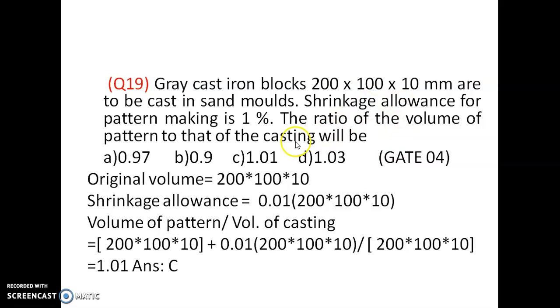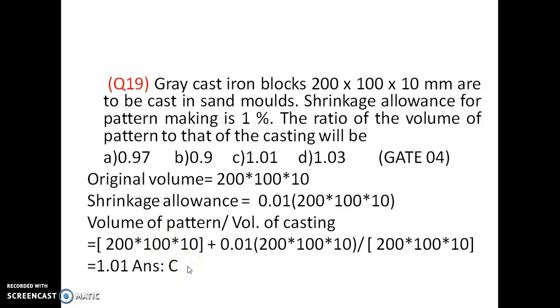In the numerator, we have the volume of the pattern. The pattern volume will be 200 × 100 × 10 plus 1% added, that is 0.01 × 200 × 100 × 10. If you cancel the common volume terms, it will become 1.01.